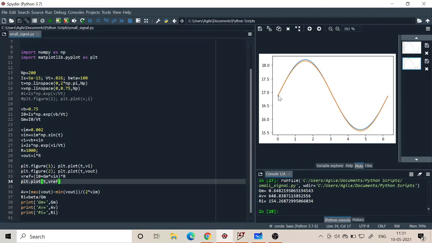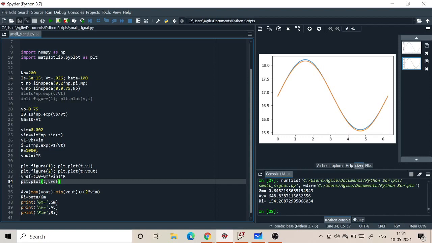So that's my input, and then my output voltage, which is basically the collector current multiplied by the load resistance. The DC voltage is a little less than 17 volt, but because of the fluctuations in the input, my output is varying. The blue curve here is my output, and I will explain what this orange curve is. The orange curve is the actual linear approximation that we are using.